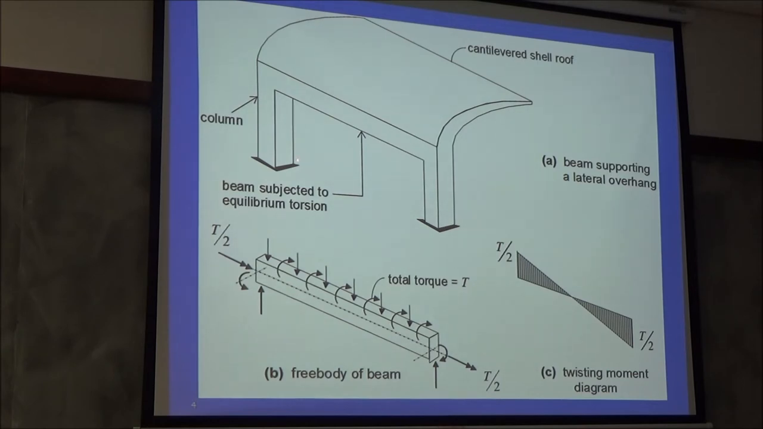You don't need to analyze a portal frame to find T by 2, T by 2. T by 2 is statically determinate. It only depends on the weight and the eccentricity. Got it? And if you cut a section anyway, the twisting moment will vary like this. Agreed? You can have a concentrated load. Let's say I have a beam like that. Then this diagram will be constant and then switch back. So the shape of this diagram depends on whether the torque applied is concentrated or distributed. This is equilibrium torsion. Clear?